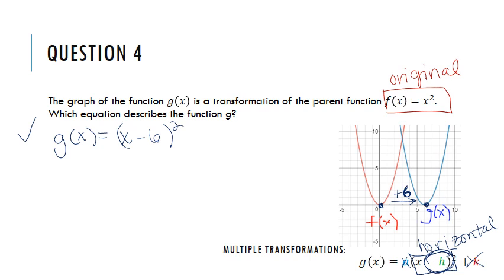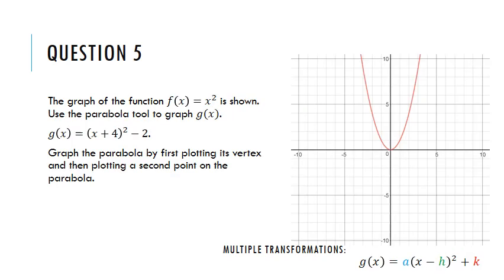All right, so that takes care of question 4. Last question, question number 5. The graph of the function f of x is shown. So we have that graph here. It says to use the parabola tool to graph g of x. And it tells us what g of x is, x plus 4 all squared minus 2. It says to graph the parabola first by plotting its vertex and then plotting the second point on the parabola.